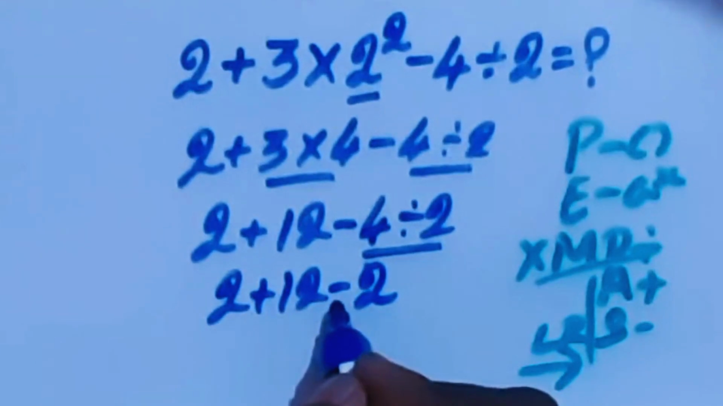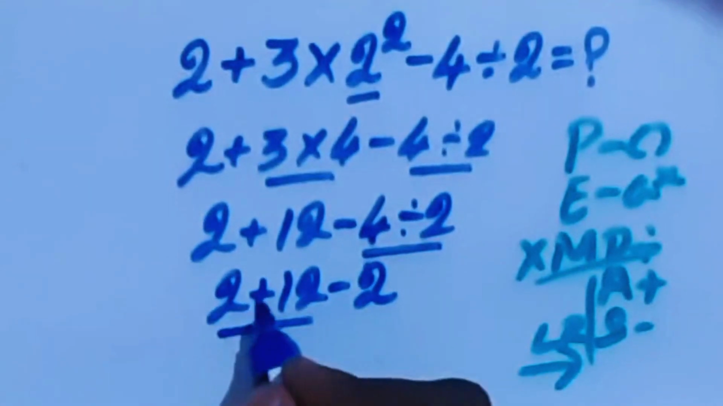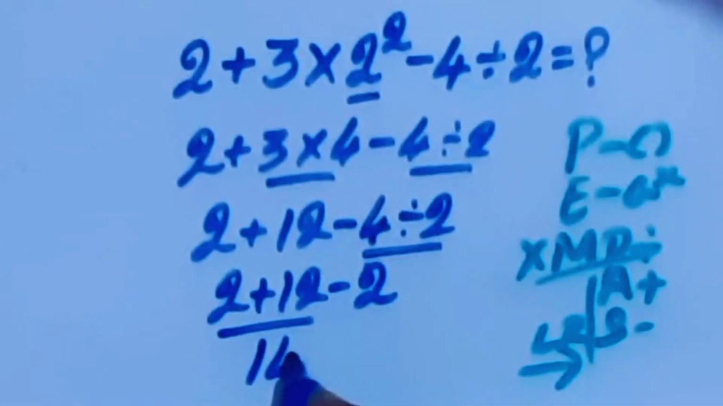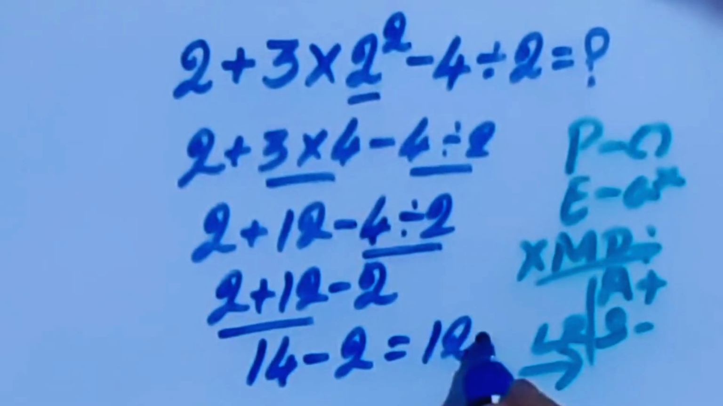Here we have addition and subtraction. Here addition and subtraction both are equal priority. For this equal priority, we have introduced this left to right rule. Here left to right is 2 plus 12 is 14, minus 2. Here 14 minus 2 is 12, which is the correct answer.